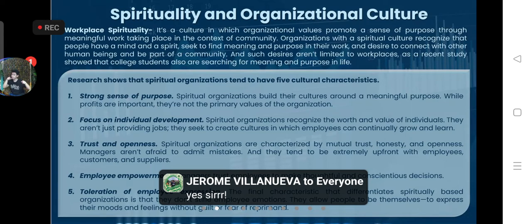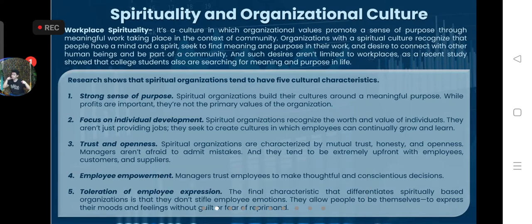Spiritual organizations build their cultures around a meaningful purpose, while profits, important man siya, are not the primary values of the organizations. That's it.